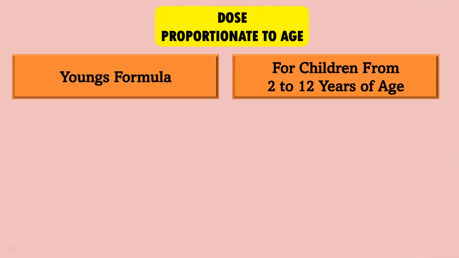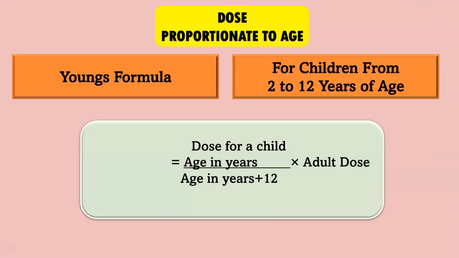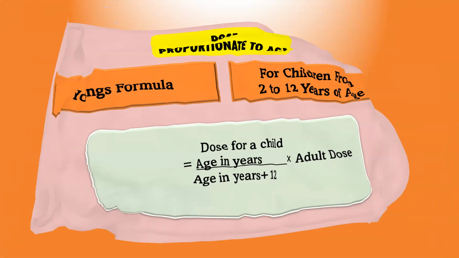So what is the actual formula you will see. Young's formula, as I told you earlier, is used to calculate the dose for children from 2 to 12 years of age. Now what is Young's formula? The dose for child is equal to age in years divided by age in years plus 12, into adult dose. Age in years divided by age in years plus 12 into adult dose. So this is Young's formula.